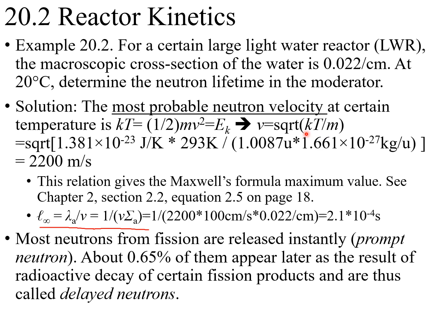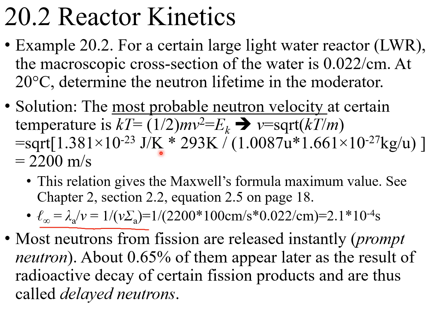So following this equation, we will calculate the velocity at a certain temperature. K is the Boltzmann constant. It can be found from the reference. And this Boltzmann constant has a different unit for different scenarios. In this case, we are going to use the standard unit, joule per Kelvin. Then we convert the 20 Celsius to 293 Kelvin.